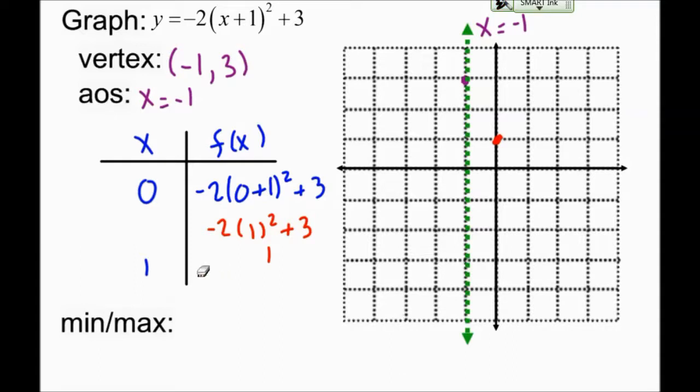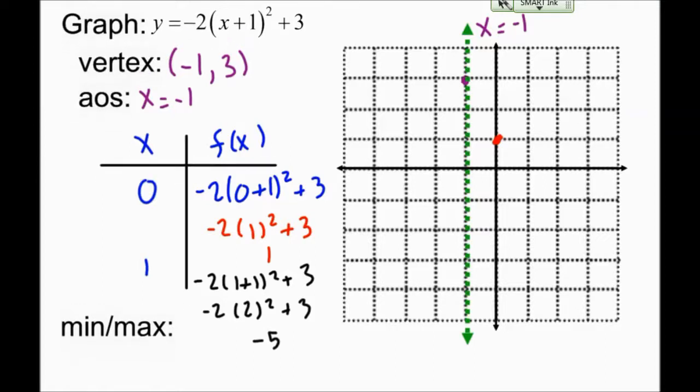Then I'm going to follow the same procedure and plug in 1. So this would be (1 plus 1) squared plus 3. That would give me negative 2 times 2 squared plus 3. So that would be 4 times negative 2, which gives me negative 8, plus 3 is negative 5. Let me scoot this out of the way. Now I'm going to plot this too. So I have (1, negative 5). Let's see, 1, 1, 2, 3, 4, 5.